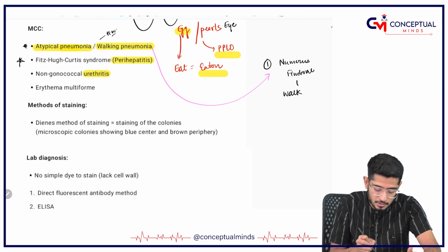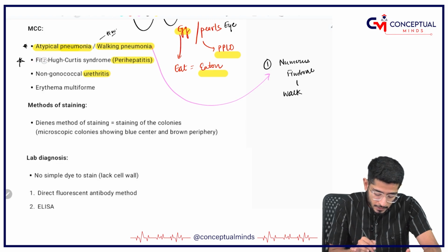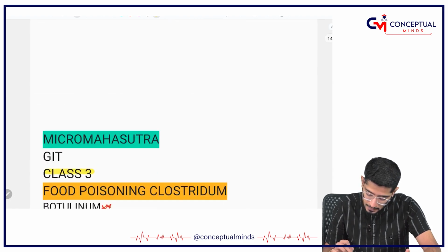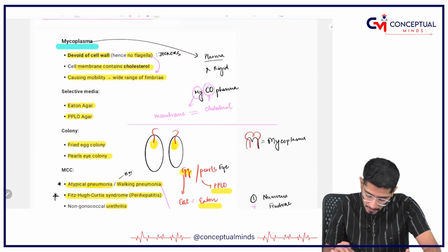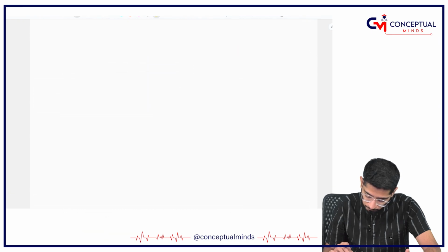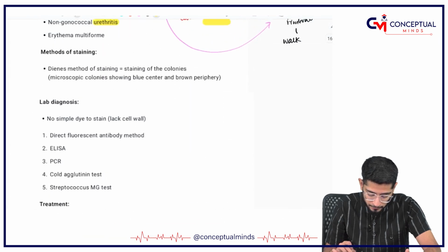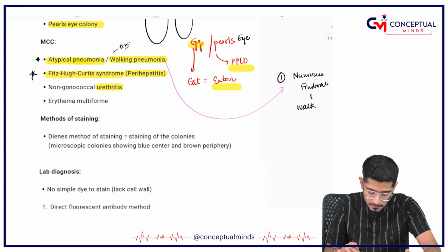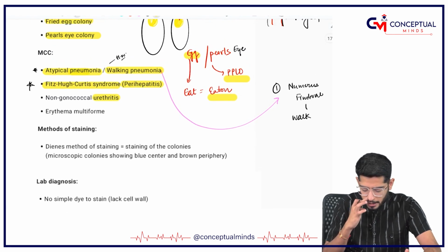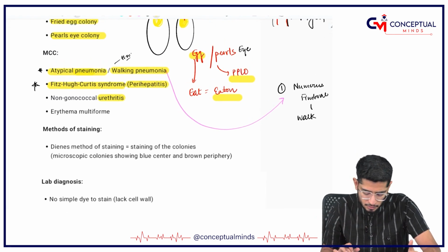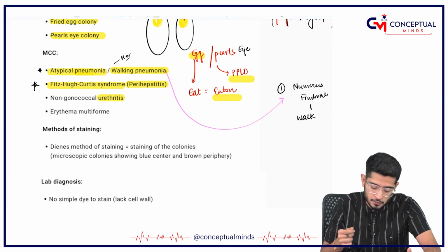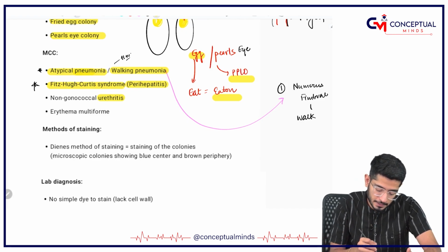That means inflammation. Peri means around, so inflammation around the liver, which is called Fitz-Hugh-Curtis syndrome. I had a picture of it, I'll try to give you the picture. Fitz-Hugh-Curtis syndrome, that's really important. I'll try to show you when we discuss sexually transmitted diseases. Don't worry. So Fitz-Hugh-Curtis syndrome, perihepatitis.